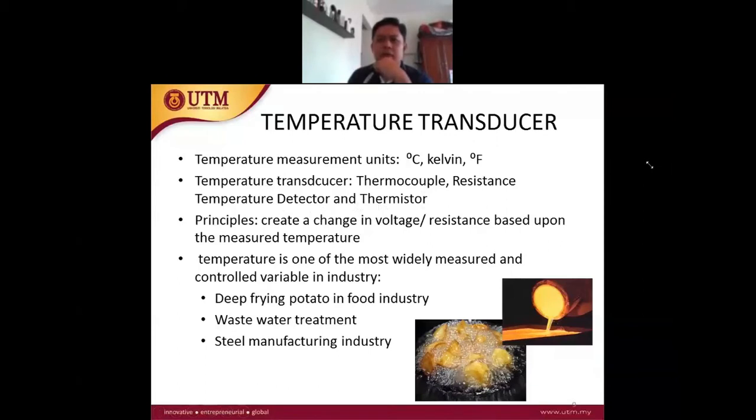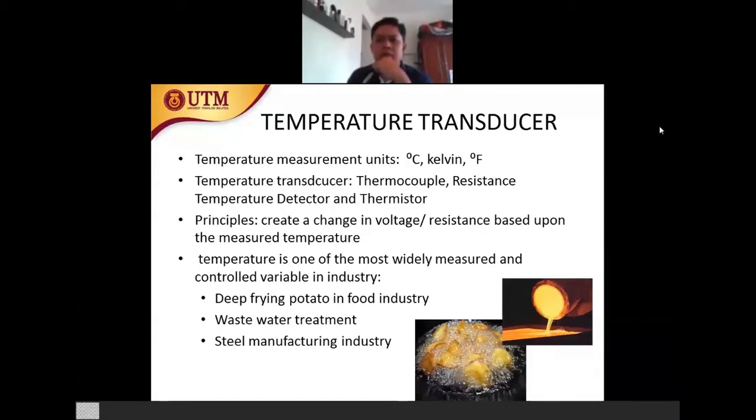Okay, we will look into this type of temperature transducer. The principle is basically that the change of the device parameter depends on the change of measured temperature. Okay, we will look into the principal differences between the listed transducers in this topic.